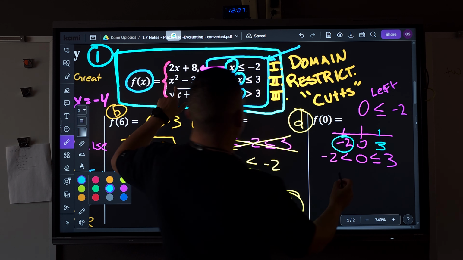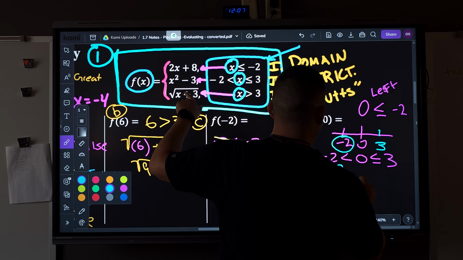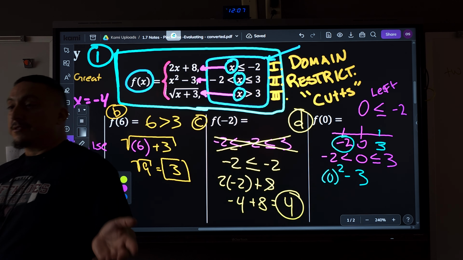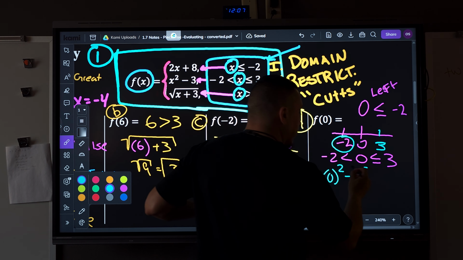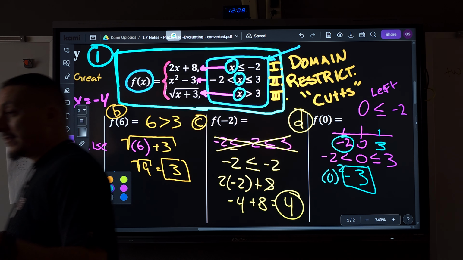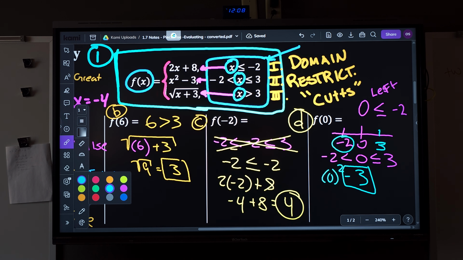So it's the second one, and so I just do 0 squared minus 3. 0 squared is 0, so 0 minus 3. -3, be careful, it is negative. Is that alright, guys? Yeah.